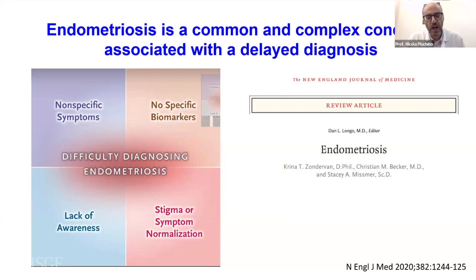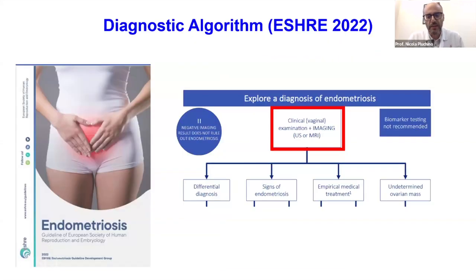And we know as gynecologists the symptoms of this disease are not specific, that there is a stigma, symptoms normalization in many families and women with a history of endometriosis. There is a sort of lack of awareness, but biologically speaking, in 2020, there was no specific marker for this disease. And 2 years later, the guidelines provided by the ESHRE did not help the clinician more than what was expected.